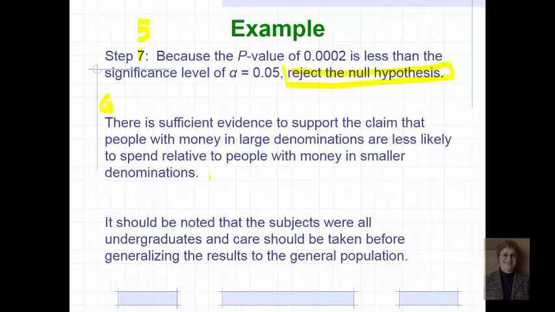Now, that's a wonderful summary, but we need to remember that we did a sample of undergraduates. And so we need to be cautious about generalizing it to the entire population. And maybe a better summary would be, there is sufficient evidence to support the claim that undergraduates with money in large denominations are less likely to spend relative to people with money in smaller denominations.